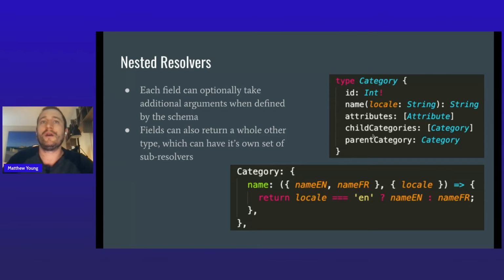So you can see in the bottom screenshot, our first argument is the root argument coming from the parent resolver. This is the raw data being returned for the category. We have the name in English and name in French. And then the second parameter is the arguments passed into that resolver on its own. So this is our locale. And here we resolve the name accordingly.